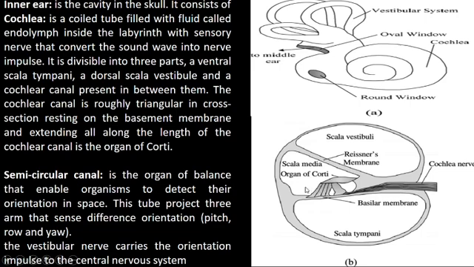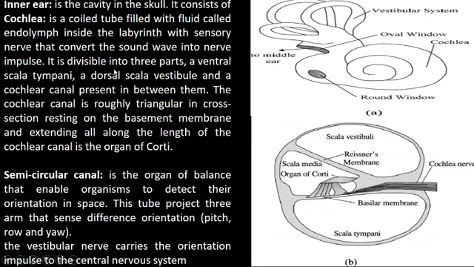Please remember this structure is very, very simple. So the labyrinth, this part that we have in the cochlea, has 3 channels, with the sensory nerve that converts the sound wave into nerve impulse. So this is the cochlear nerve that converts the sound wave into the nerve impulse.